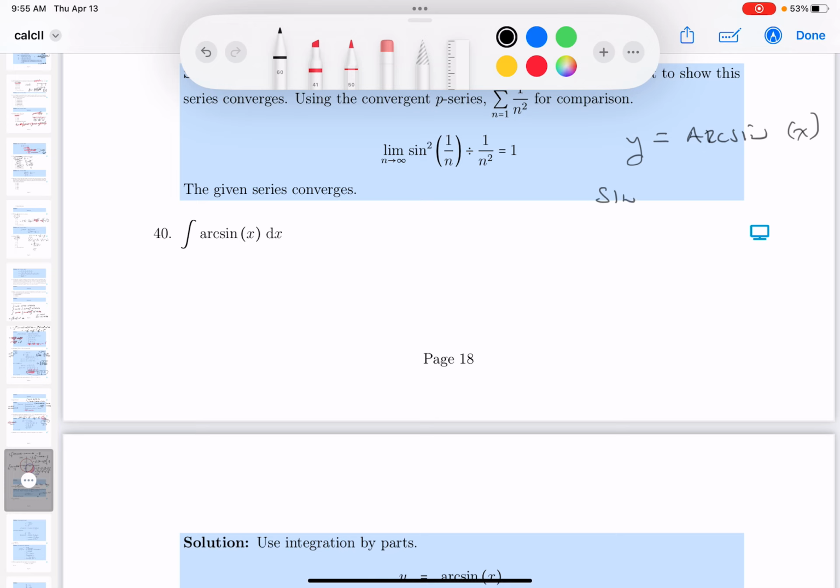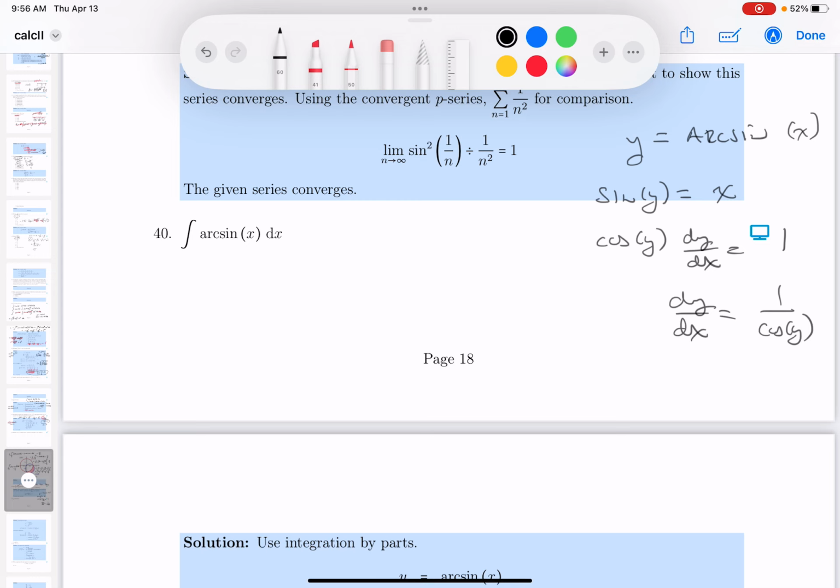I'll write this as sine of y equals x, all right? And then I can differentiate this, and I get cosine of y, dy dx equals 1, and then dy dx equals 1 over cosine of y. And certainly there's restrictions on the x's and the y's, so I'm not too worried about this point. I'm just kind of thinking if I can get through the problem.